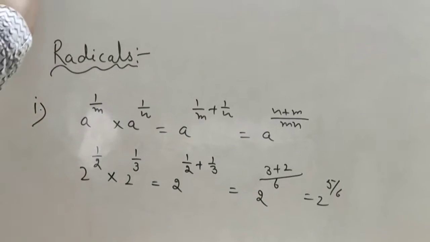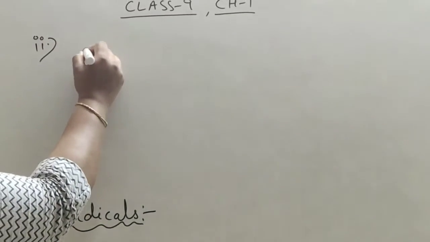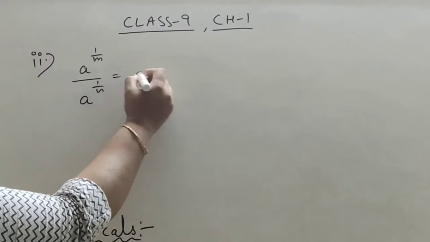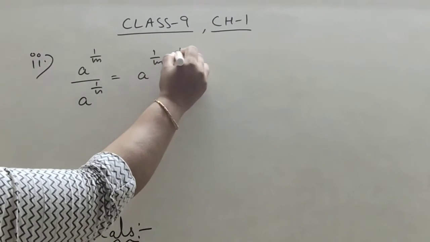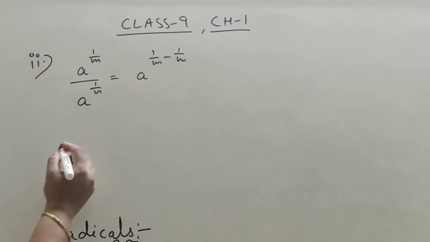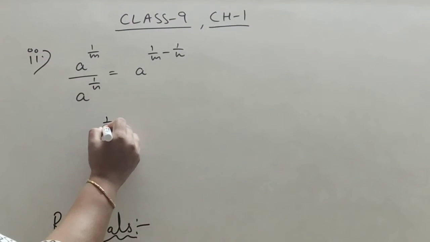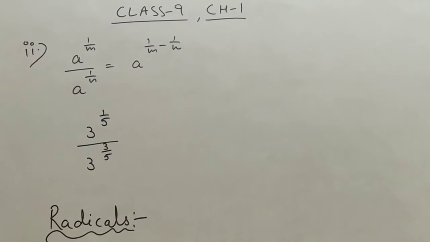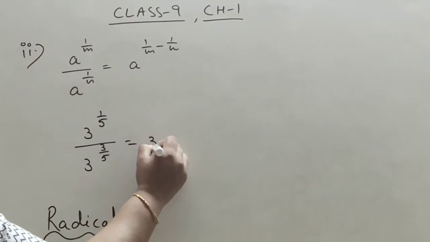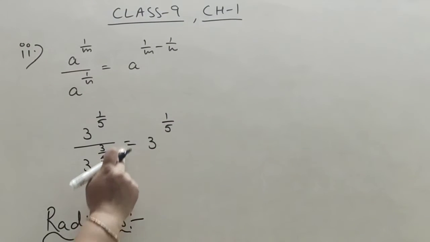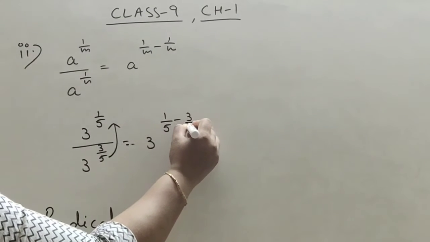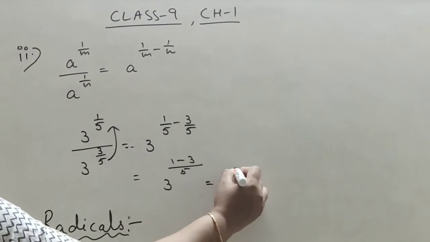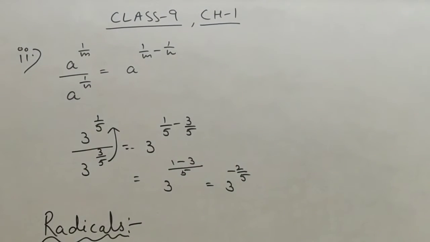Now the second one is a to the power 1/m in division by a to the power 1/n. Okay, so we can write it as 1/m minus 1/n. The example is 3 to the power 1/5 upon 3 to the power 3/5. So what we have to do is shift the power from below to the top with a minus sign. So the LCM is 5, 1 minus 3, it will be 3 to the power of 2/5. So it will be the answer.